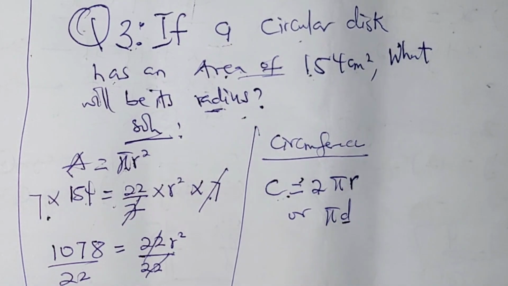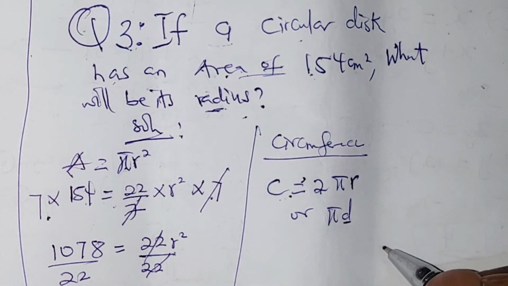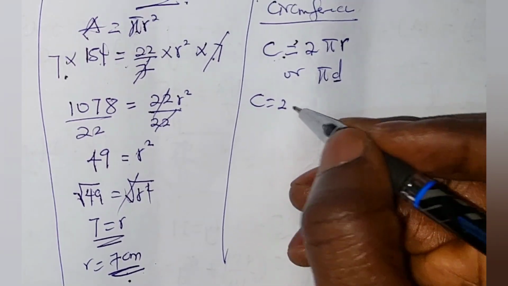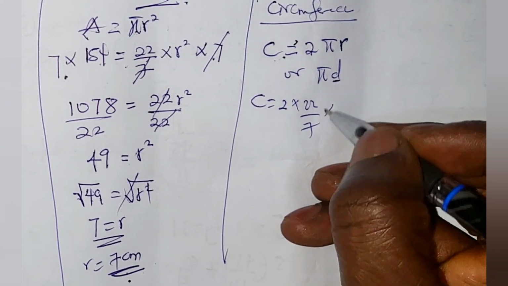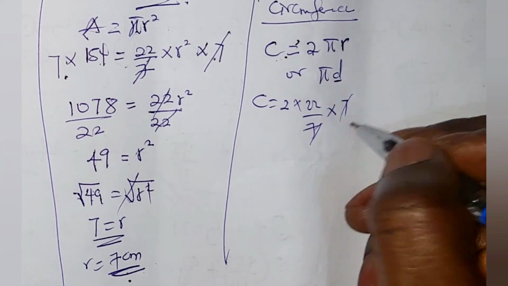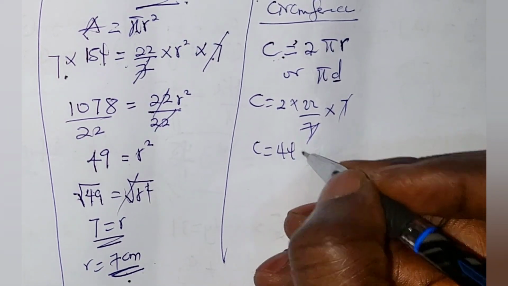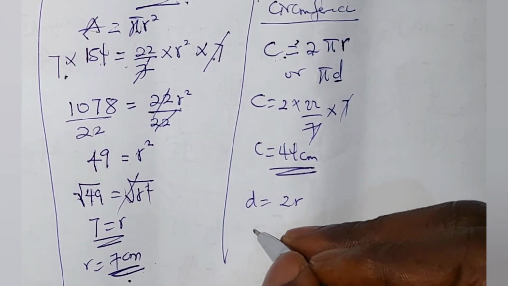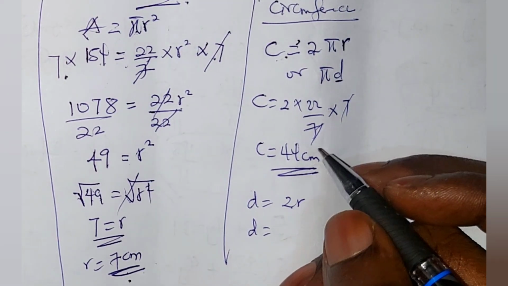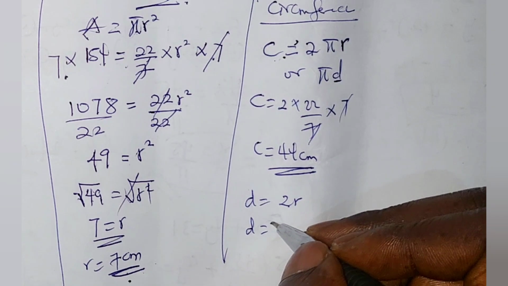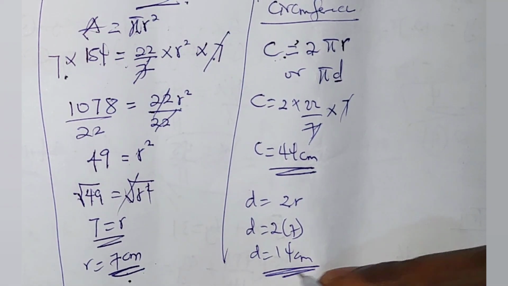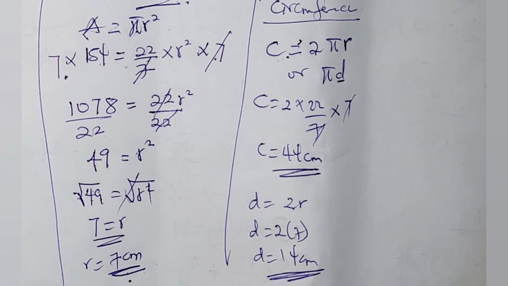Since we have already calculated the radius, it will be easier for us to just substitute and find the circumference. So our c is going to be 2 times 22 over 7 times our radius, which is already 7. Then we just cancel, and c is what? 44 centimeters. That's all. And our diameter, of course, is going to be 2 times r, so our diameter is going to be 2 times 7, which is 14 centimeters. So these are the 3 that we can be asked to find. Let's solve the next question.